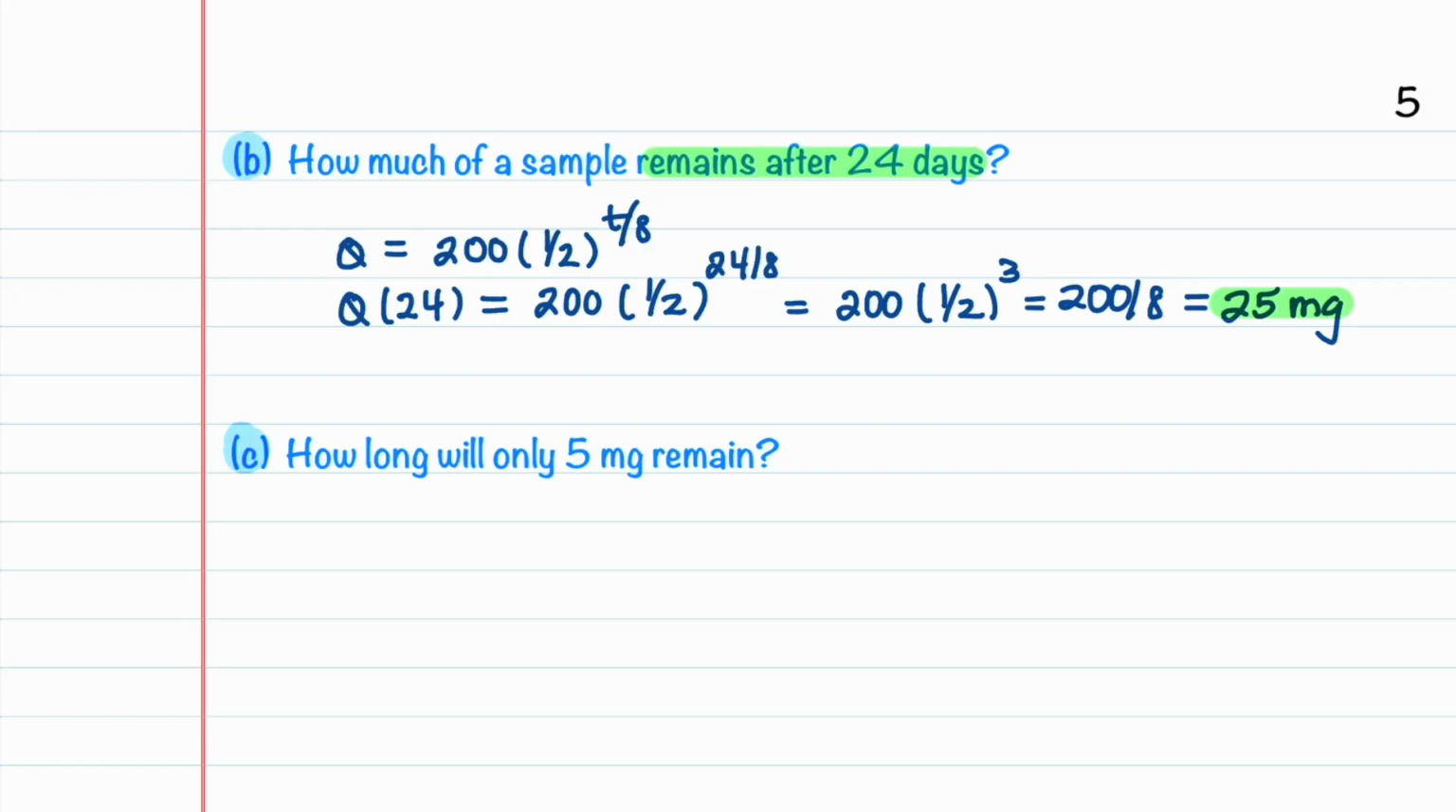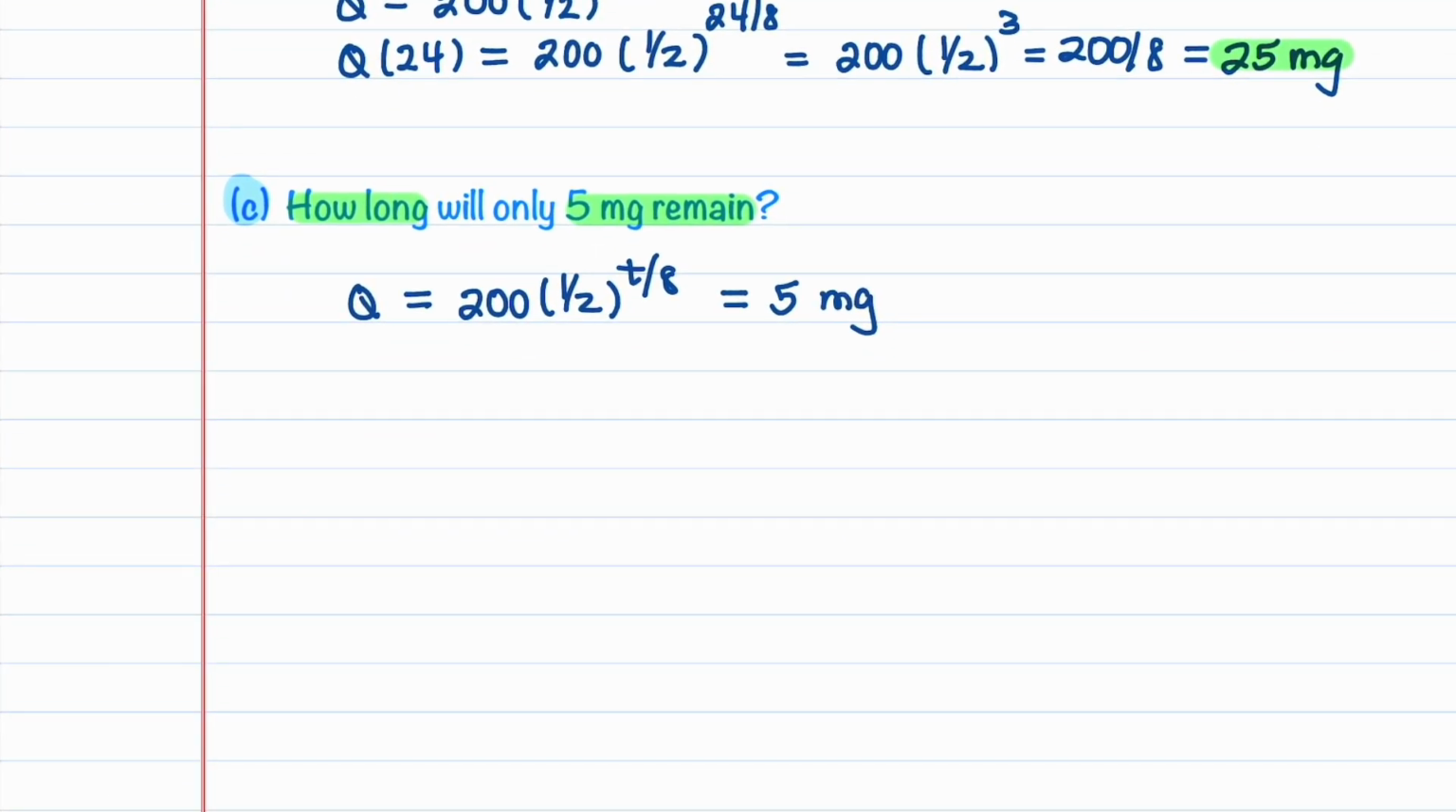Let's look at the last part. We want to know how long until only 5 milligrams remain. Whenever you're asked for how long, that means you're going to be solving for time t. Let's again start with our expression for Q. That's our iodine. So this is 200 times 1/2 to the t over 8, and we want to know when this is going to equal 5 milligrams.